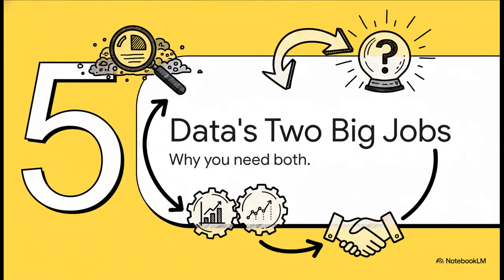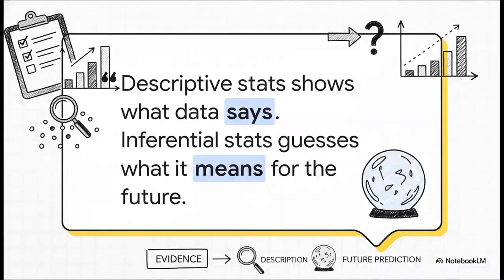So, what's the big takeaway from all this? The most important thing to remember is that these two types of statistics aren't in competition. They're partners. They work together. You absolutely need both to solve any interesting data mystery. You just have to be clear about which job you're doing. Are you describing what you see, or are you predicting what's next? I think this sums it up perfectly. Descriptive statistics tells you what your data is saying right now. Inferential statistics helps you guess what that might mean for tomorrow.